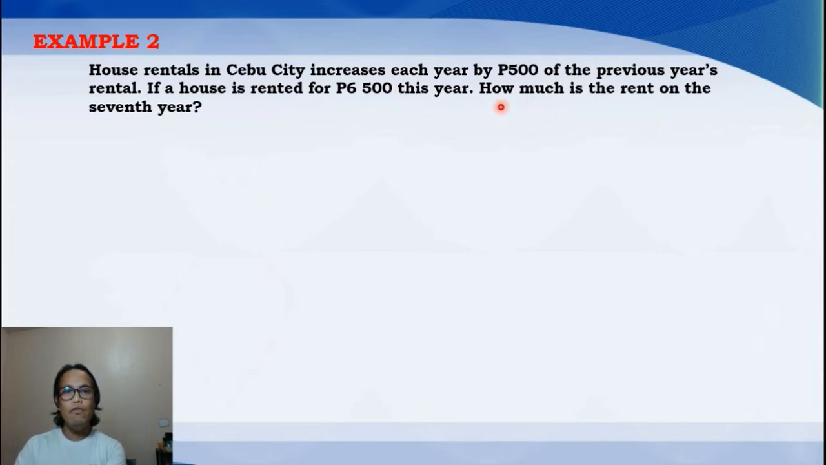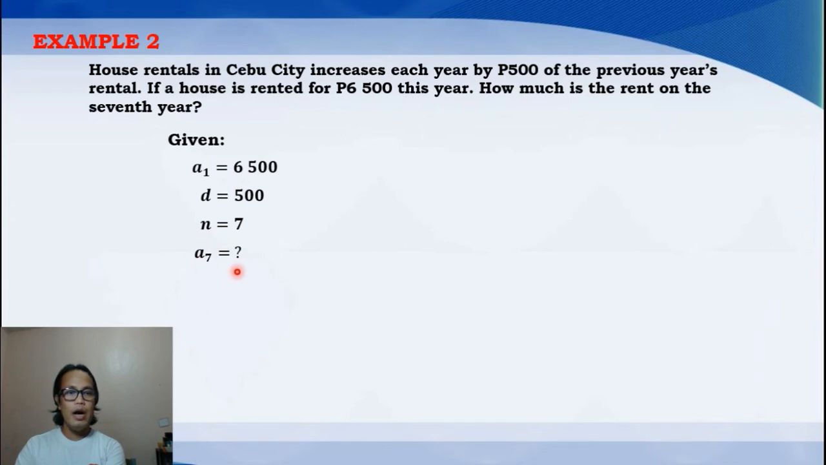Of course, we need to solve for the amount of rent during the 7th year. That means A sub 7. So we are to find A sub 7, or the amount of rental during the 7th year. So for the given, we have here our first term, which is A sub 1 equals 6,500. Our common difference is the amount of increase each year, which is 500. And our n is the number of terms. In this case, we have 7 because we are to find the amount of rent on the 7th year. Then our A sub 7 is unknown.